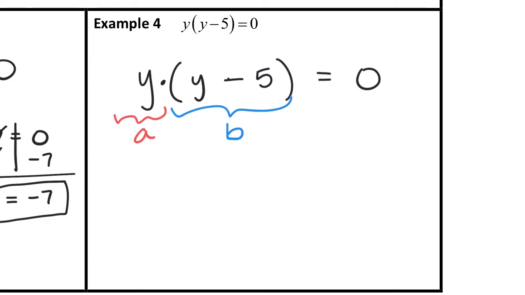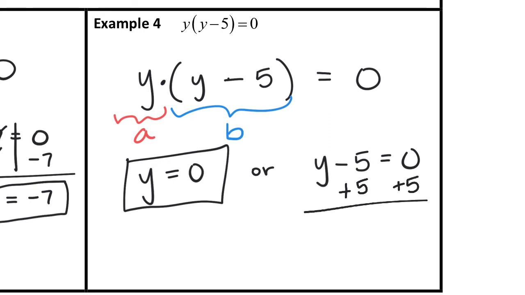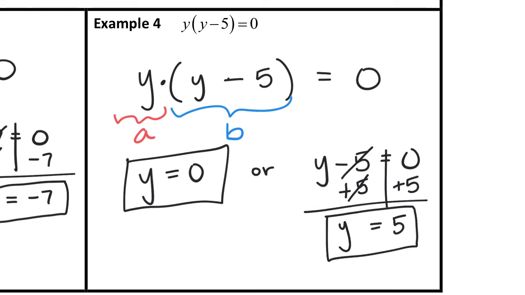So that means that either y is 0 or y minus 5 is 0. So this gives me one answer here. Then on the other side, I'm going to add 5, add 5. These will cancel. Y equals 5. So these are my two solutions.